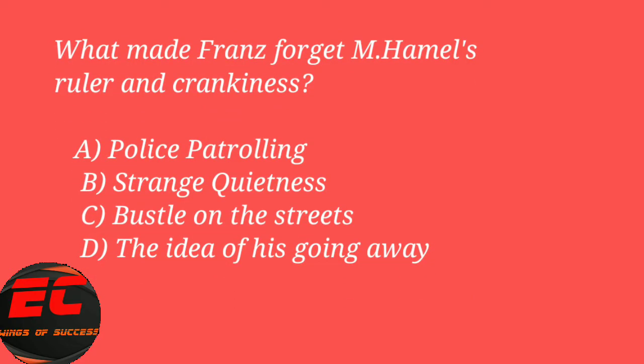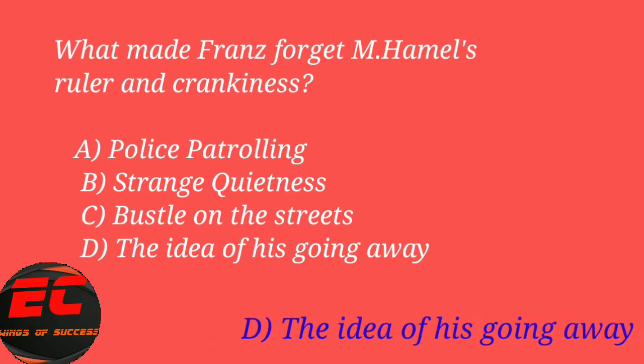Next, what made friends forget M. Hamel's ruler and crankiness? Option A, police patrolling. Option B, strange quietness. Option C, bustle on the streets. Option D, the idea of his going away. So the correct answer is option D, the idea of his going away.